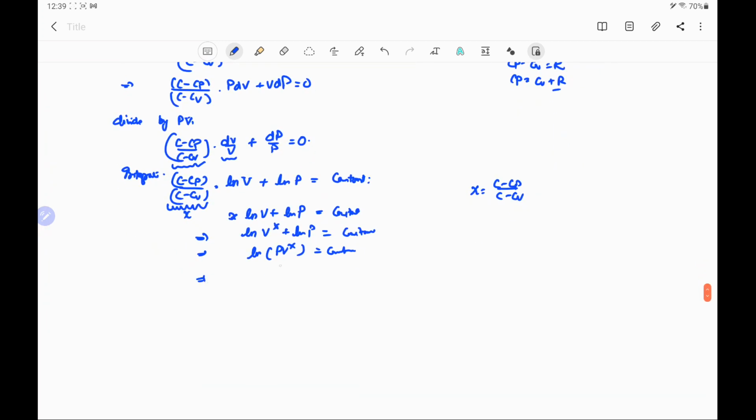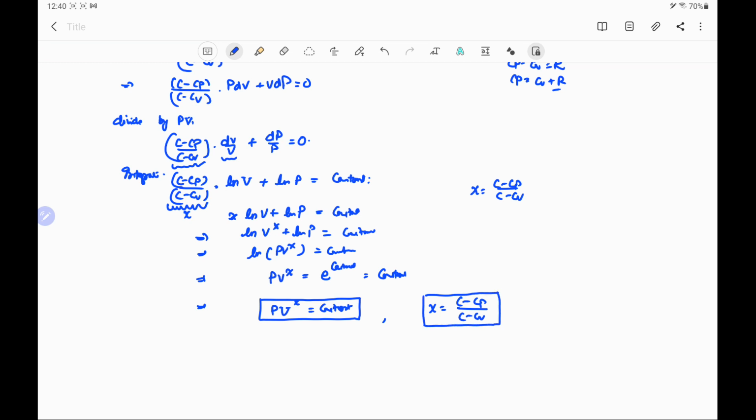Because PV^x can be written as e raised to the power constant, and e raised to the power constant is itself a constant. Therefore, finally we get a relation for polytropic processes, that is PV^x = constant, where x is the polytropic index and the value derived is (C - Cp)/(C - Cv). Here C is the molar heat capacity of the process, Cp is the molar heat capacity at constant pressure, and Cv is the molar heat capacity at constant volume.